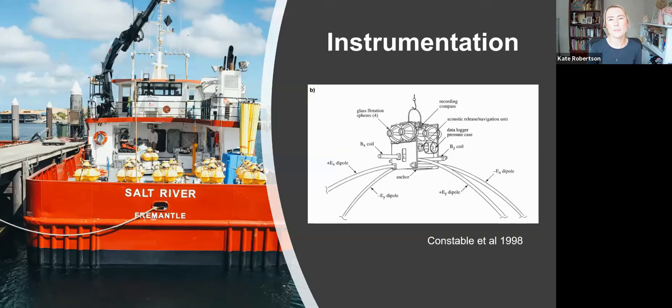As I mentioned before, the instrumentation has a few differences. Again, we're still recording the magnetic and electric fields. We're not creating that signal. It's the natural signal that's already occurring. This is a sketch of what the instrument looks like. If you would like more detail, I highly recommend the paper by Steve Constable et al., published in 1998. It goes into a huge amount of detail and basically tells you everything you'd ever need to know about marine MT.